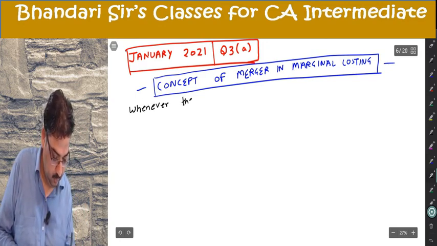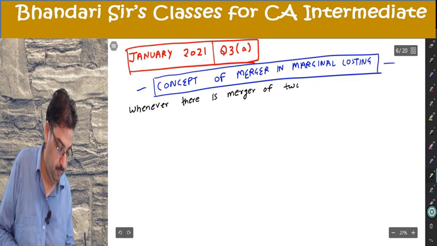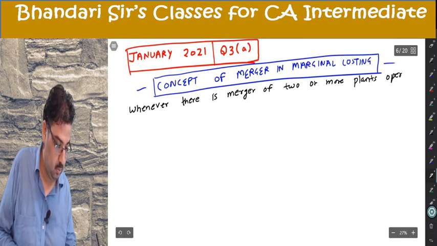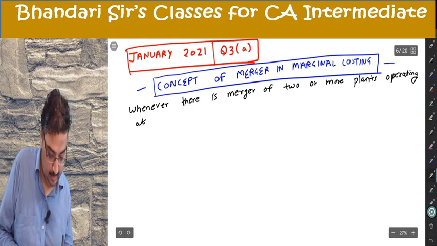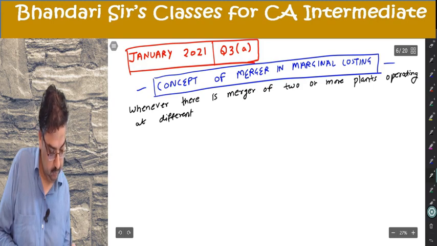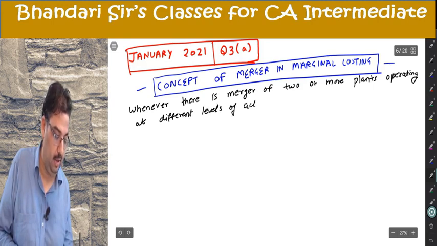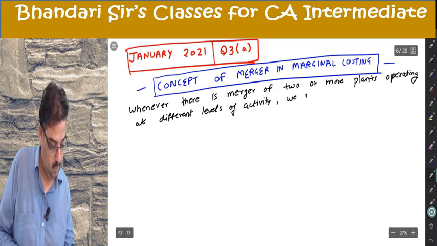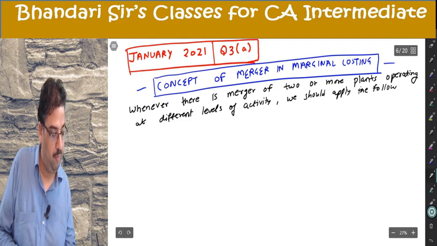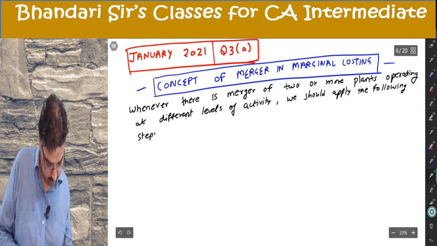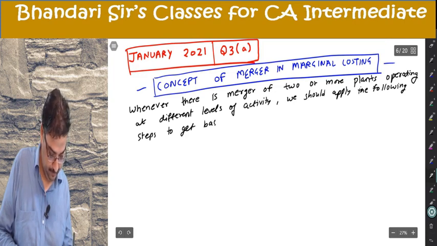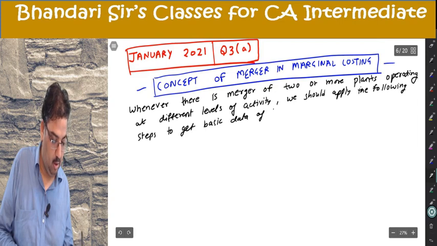Whenever there is merger of 2 or more plants operating at different levels of activity, we should apply the following steps to get basic data of the merged plant.